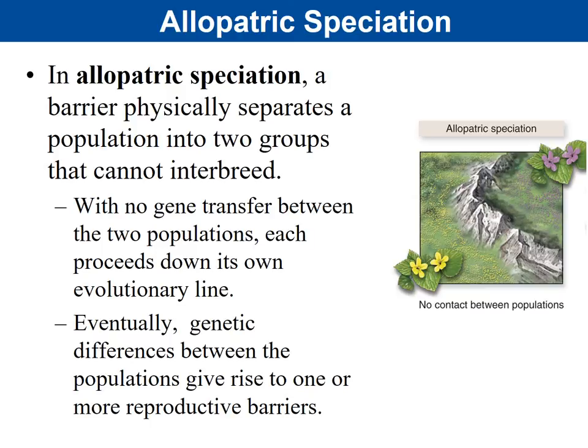And when they come back together, they may have acquired new mutations that made them no longer able to reproduce. And so this may then give rise to one or more reproductive barriers. It could be, again, a behavioral isolation, so maybe the mating call's different. It could be a gametic change. There are lots of different types of reproductive barriers that could form because two species are geographically separated.